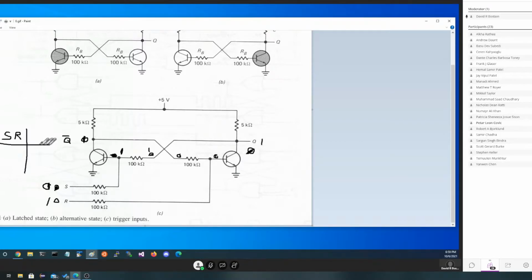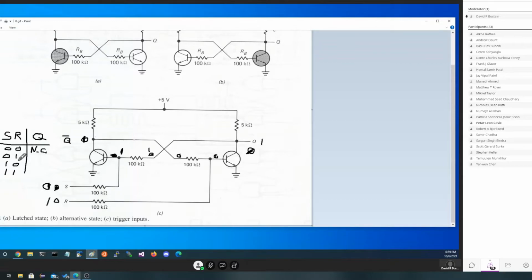Since we have 2 signals, we have 0, 0, 0, 1, 1, 0, and 1, 1. And we have what Q is going to become. If they're both 0s, there's no change. Whatever the output is, it stays the same.